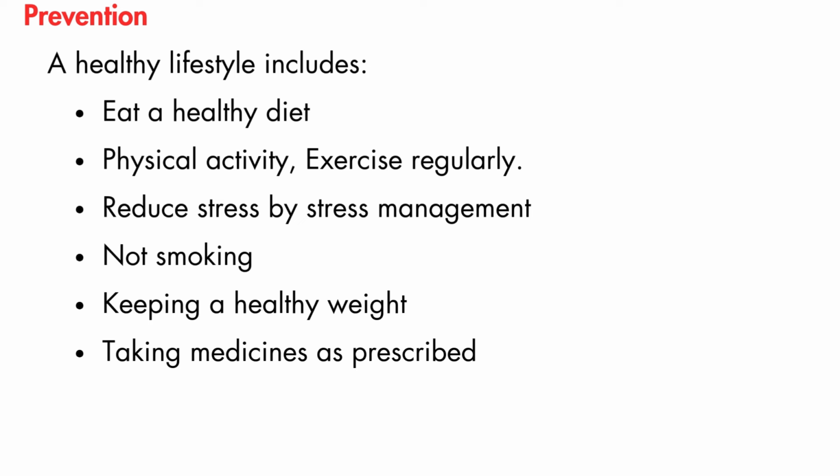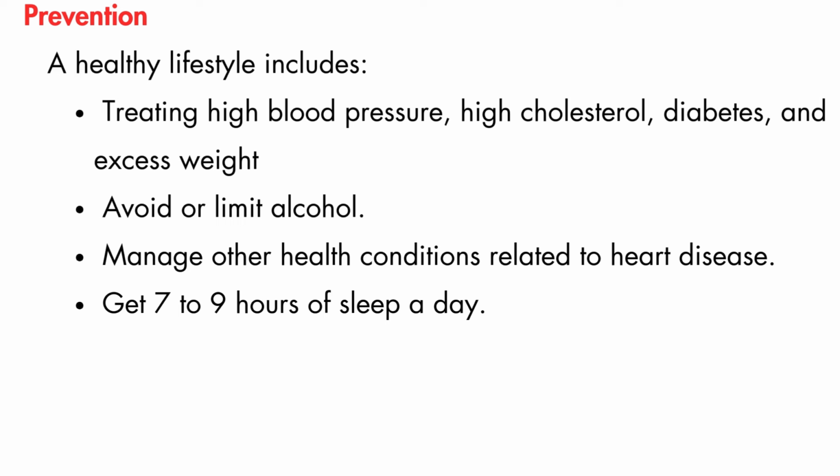Prevention of angina. Angina is prevented by following lifestyle changes. Keeping up a healthy lifestyle can help to delay or prevent angina pectoris. A healthy lifestyle includes eating a healthy diet, physical activity, that is exercising regularly, reducing stress by stress management, not smoking, keeping a healthy weight, taking medicine as prescribed, treating high blood pressure, high cholesterol, diabetes, and excess weight. Avoid or limit alcohol. Manage other health conditions related to heart disease. Get 7 to 9 hours of sleep a day.